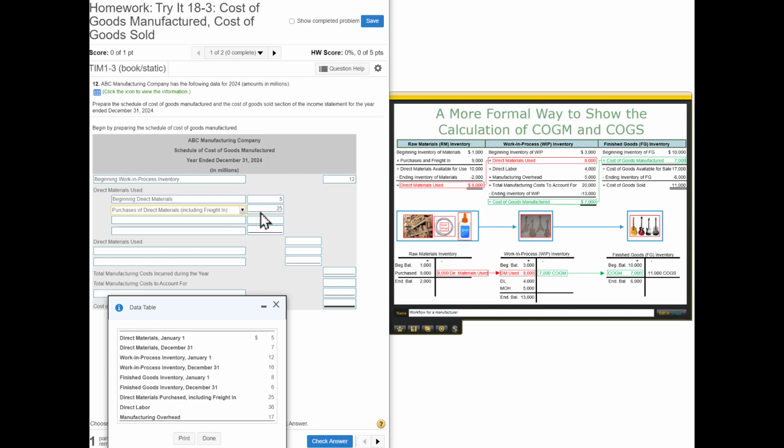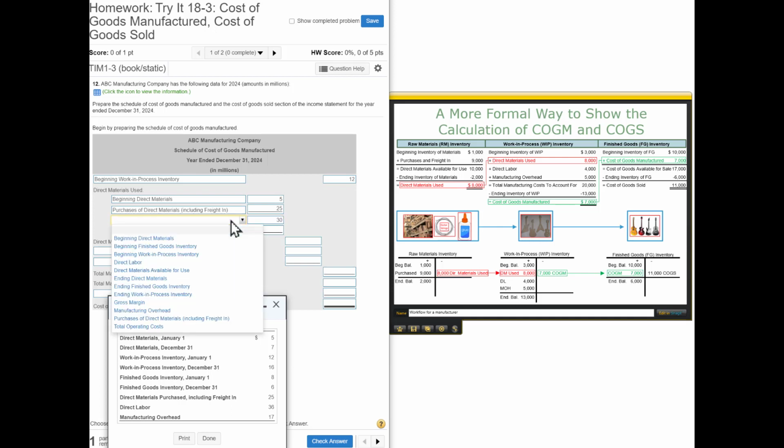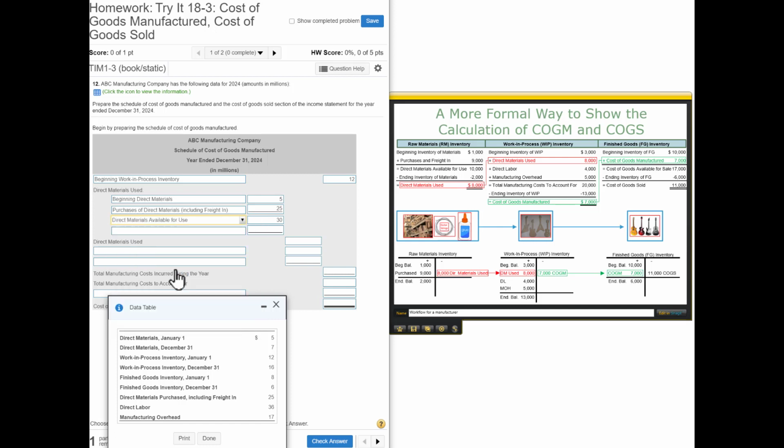Notice there's a line here, so we have to add those up. I'm a whiz at math. I can do that without a calculator. So that is direct materials available for use. Then we subtract our ending inventory of materials. Ending materials is right here, 7 million.